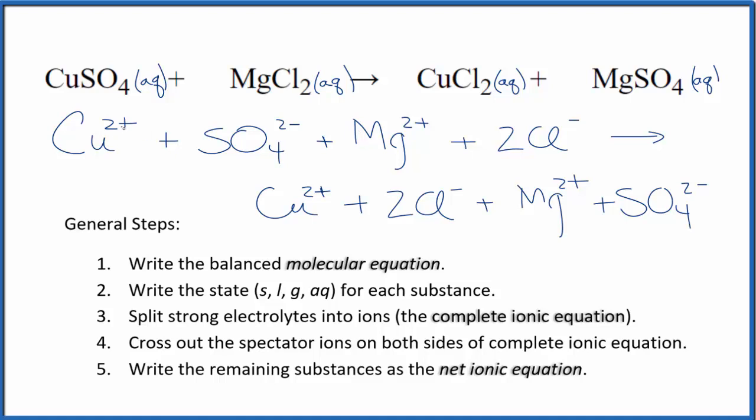In the reactants, we could cross out the copper. Here it's in the products. Here's a sulfate in the reactants, again in the products. Magnesium ion, and then in the products, 2 chloride ions. So nothing happened, no reaction.